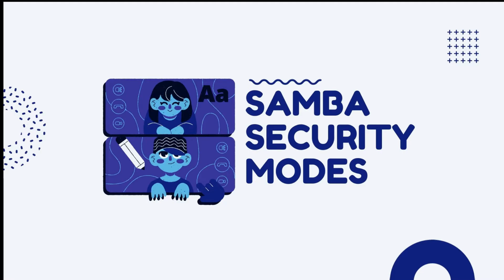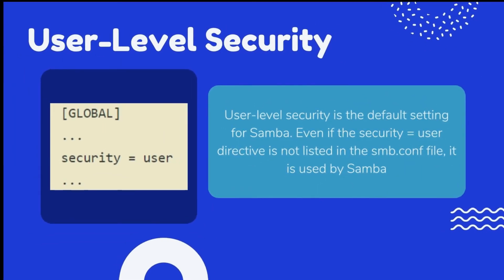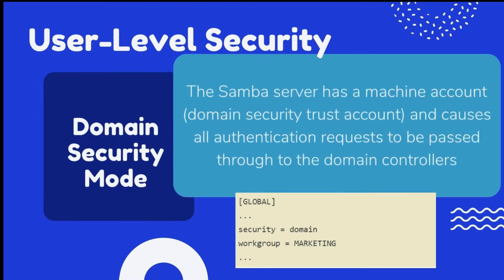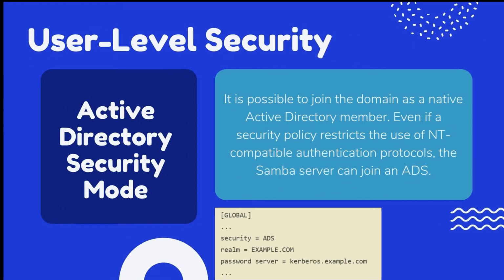Samba security modes. User level security is the default setting for Samba. Even if the security equals user directive is not listed in the configuration file, it is used by Samba. Domain security mode. The Samba server has a machine account and causes all authentication requests to be passed through the domain controllers. Active Directory security mode. It is possible to join the domain as a native Active Directory member, even if a security policy restricts the use of NT-compatible authentication protocols. The Samba server can join an ADS.